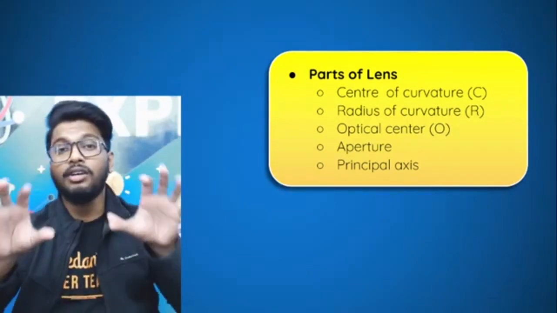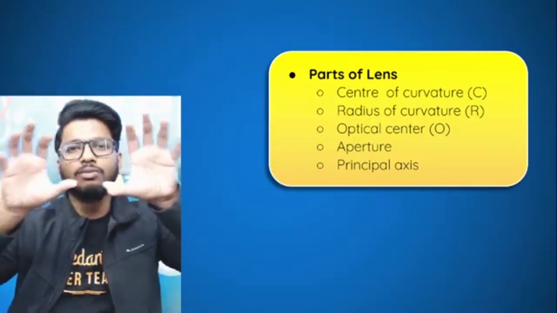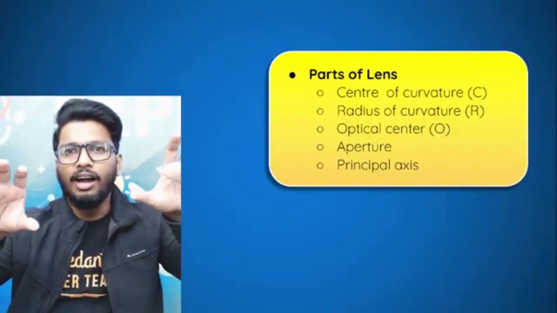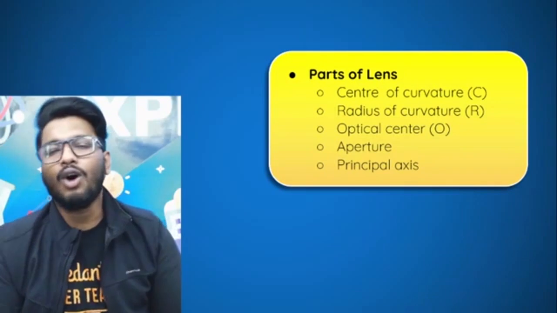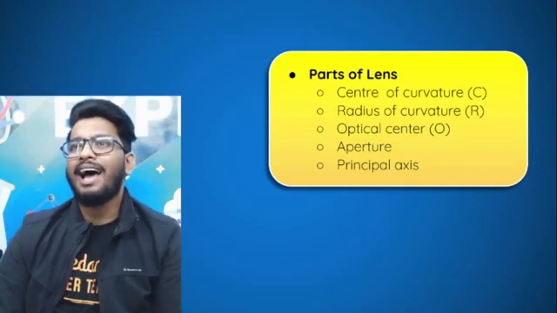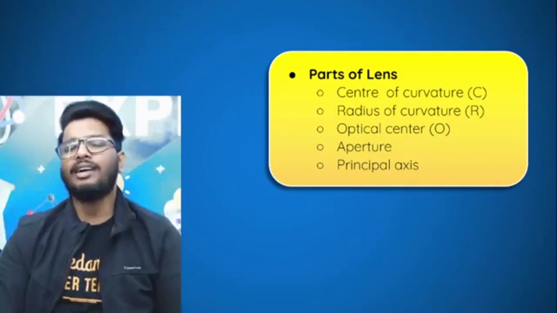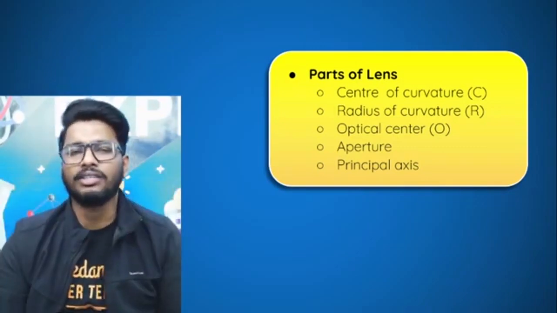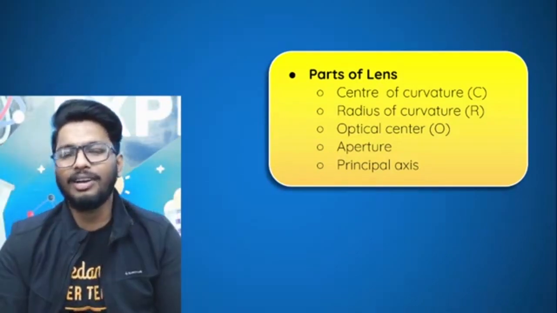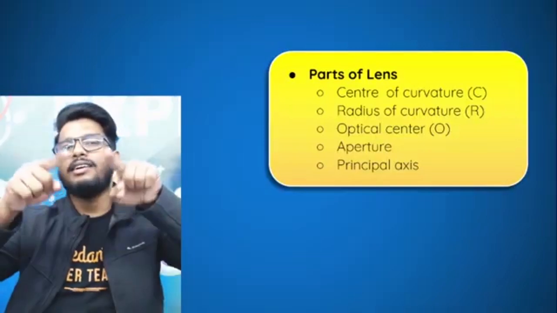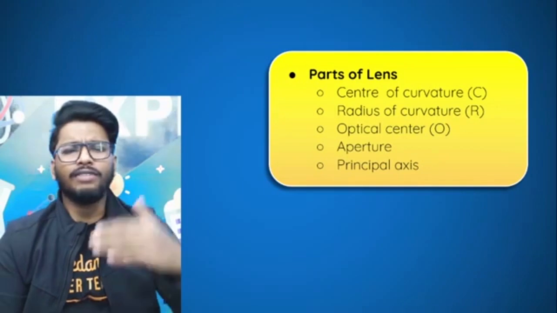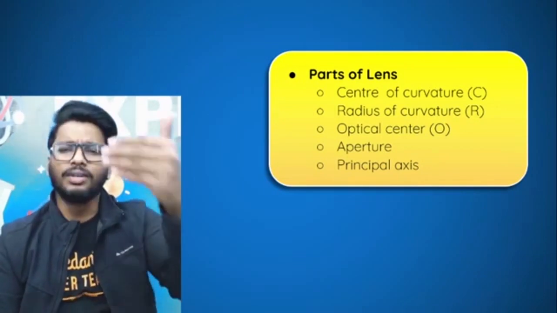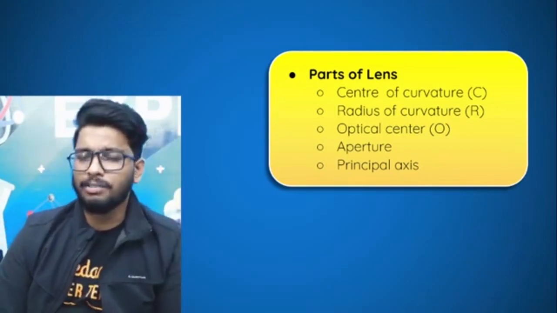If I imagine two different spheres intersecting each other like a Venn diagram, that is how your convex lens is formed. And if there's a gap in between these two spheres of glass, then you will find a concave lens. So there are different parts of a lens: you have the center of curvature, the radius of curvature, the optical center, aperture, and principal axis.